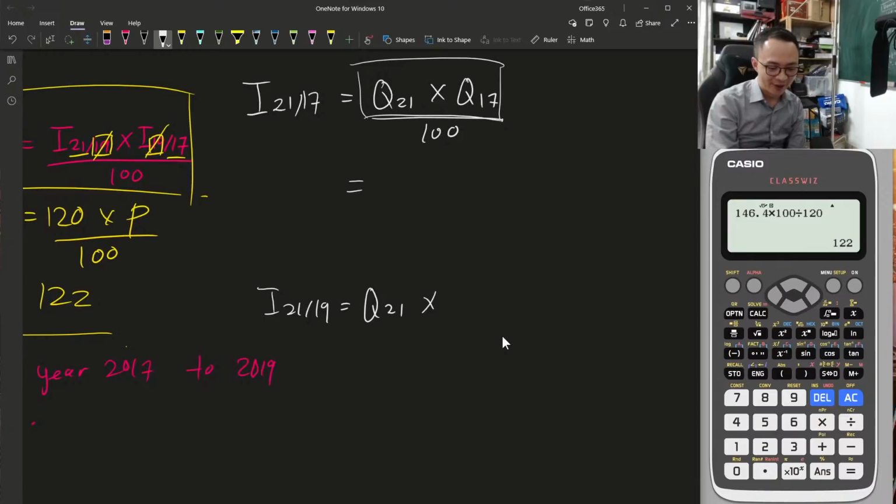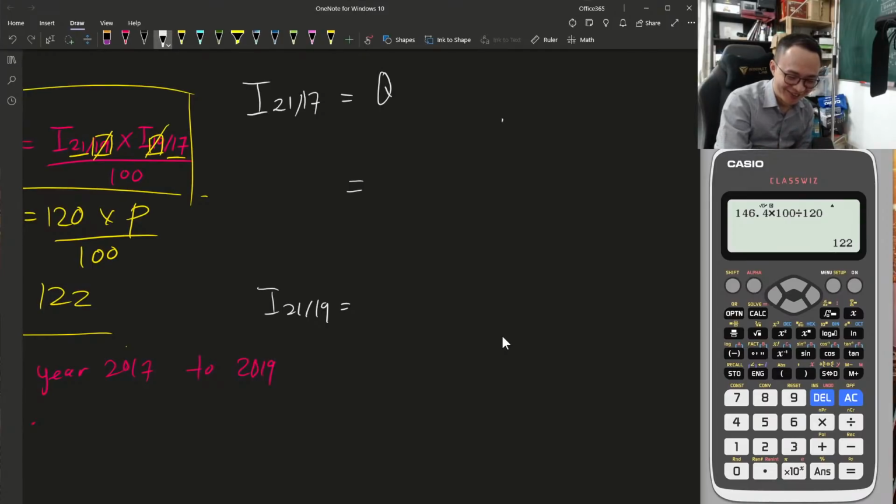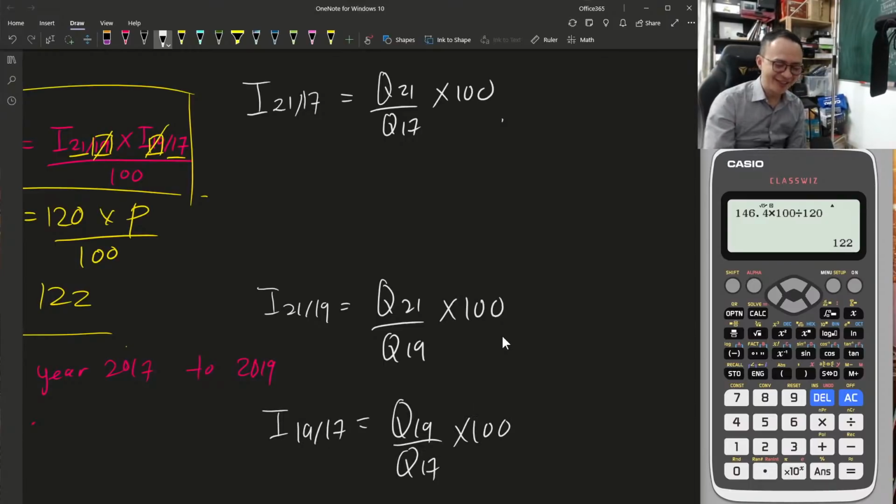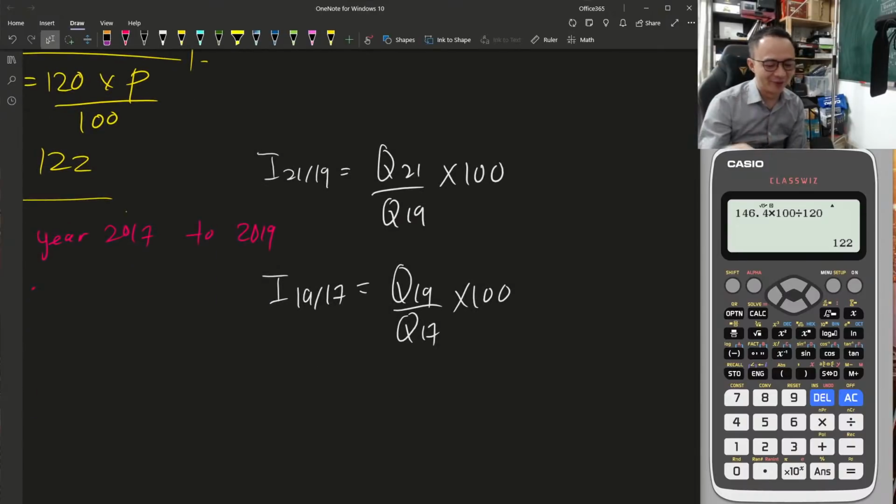This one is times Q19 over 100, isn't it? Am I remembering the formula correctly? Oh no, I remembered the formula wrongly. This is Q21 over Q17 times 100. Now this is the correct one. No wonder I found it very strange. So for 19/17, this is Q19 over Q17 times 100. Actually, I didn't memorize the formula, so whenever I try to recall it, it makes me wonder why this happened.